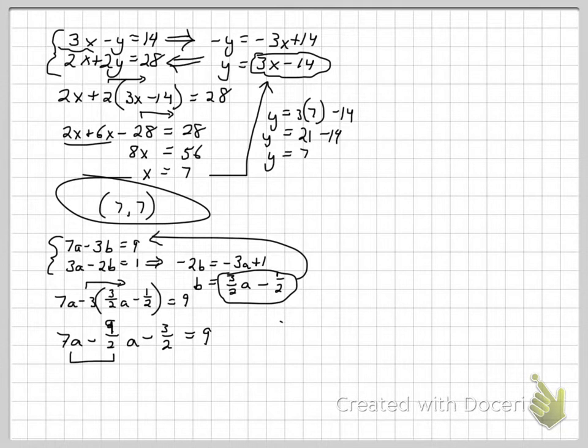Combining like terms, that will be 14a over 2 minus 9a over 2. 14 minus 9 is 5a over 2, or 5/2 a. Okay. Adding, the opposite of subtracting, to the other side. I'm converting my 9 to halves. That'd be 18/2 plus 3/2. That'd be 21/2.